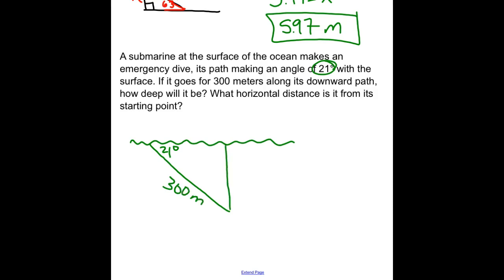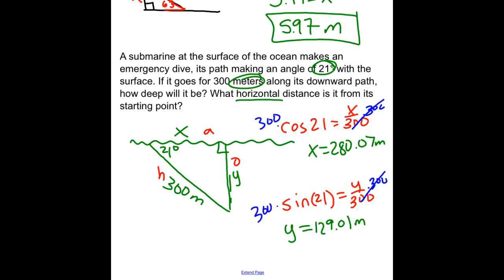Well, that's this value right here. Let's call that y. And then, what horizontal distance is it from its starting point? Let's call that x. If you think about the depth and the surface, they should make a right angle. And we just have to set up 2 different trig functions and solve for both variables. So I want you to pause the video now and try to solve for both variables.